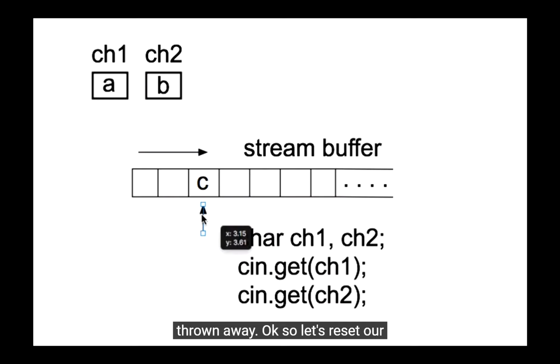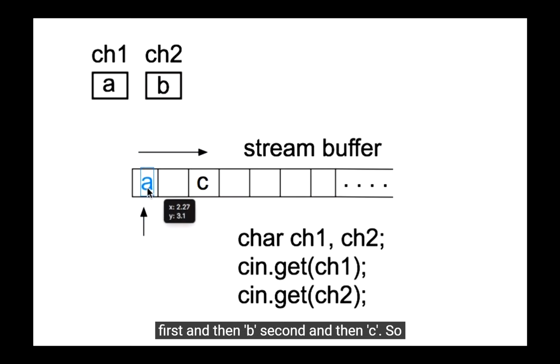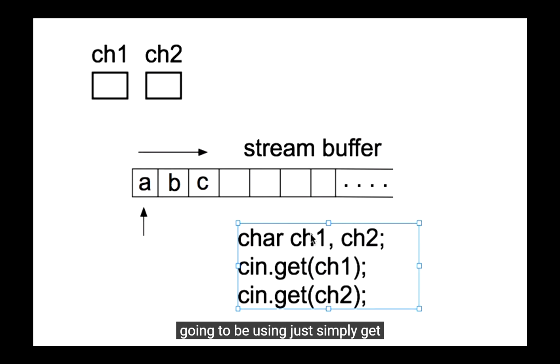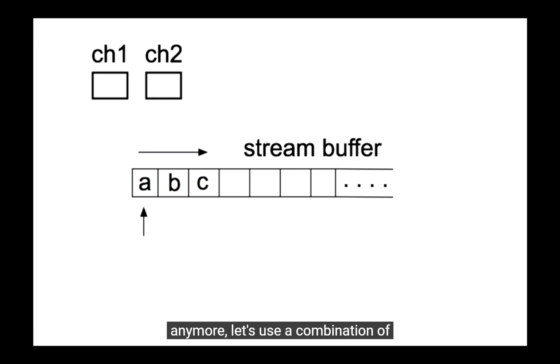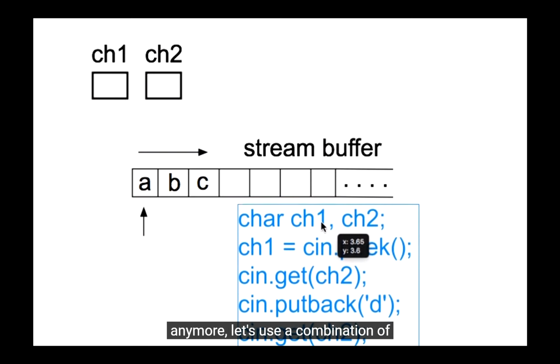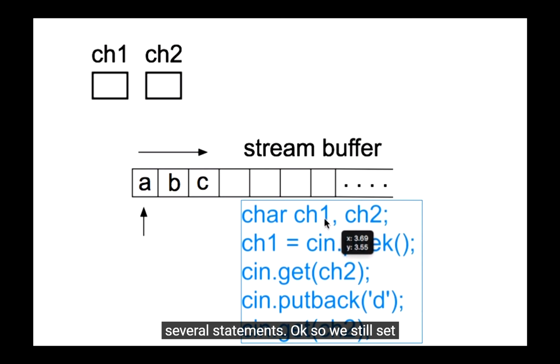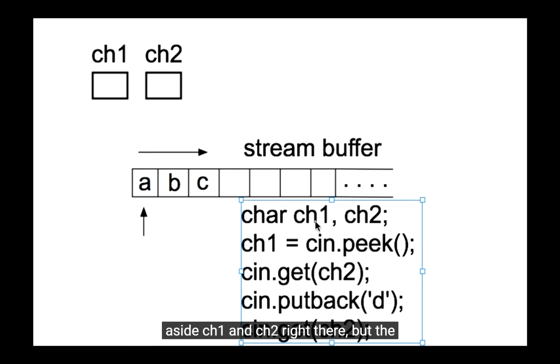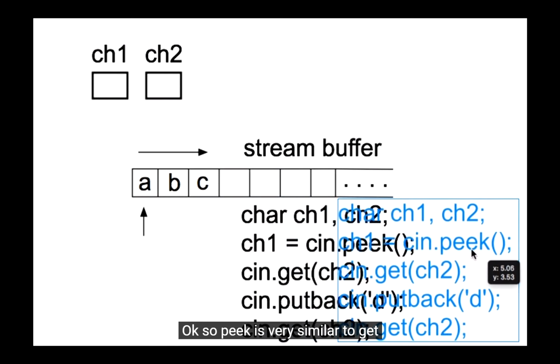Okay, so let's reset our program so that the user has typed A first, and then B second, and then C. So the first thing to be read will be A. But let's change our program, and we're not going to be using simply get anymore. Let's use a combination of several statements. So we still set aside ch1 and ch2 right there. But the first statement to be executed is cin.peek.